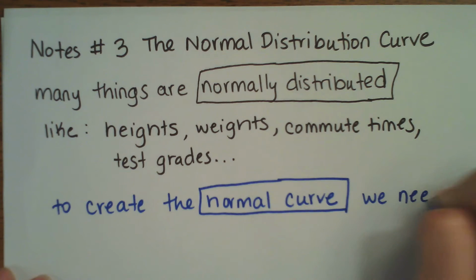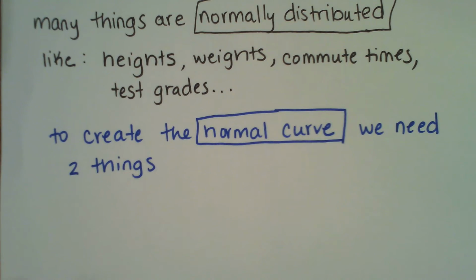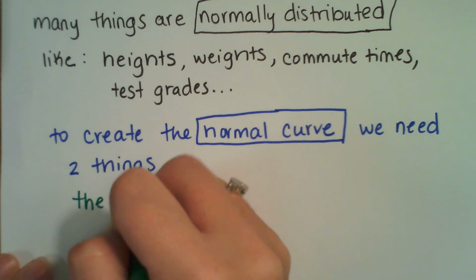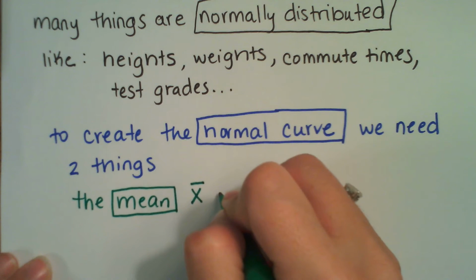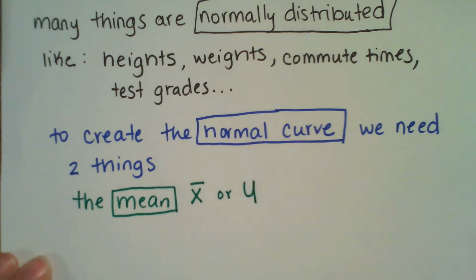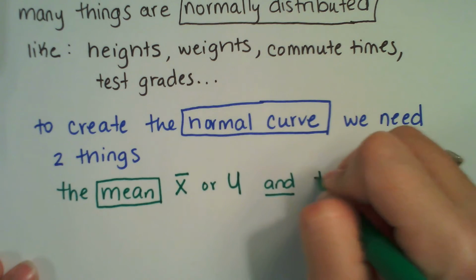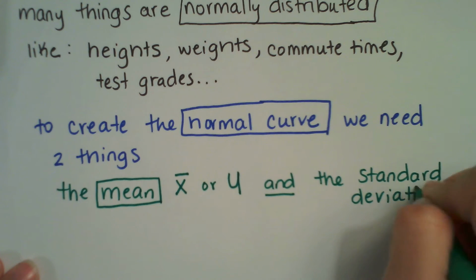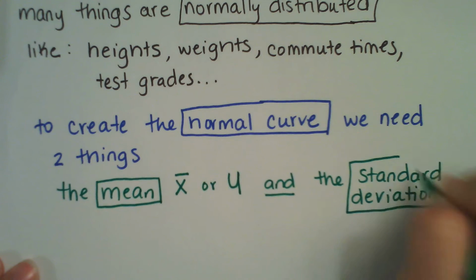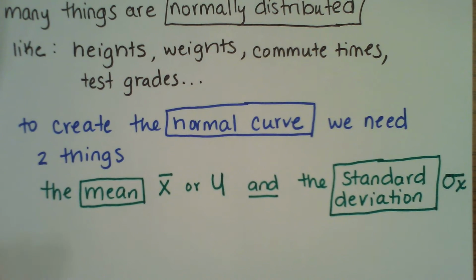All right, so to create the normal curve, we need two things. We need the mean, which usually has this symbol, an X with a bar on the top. Or I saw in Delta Math it's this strange looking U shape. And we need the standard deviation. The symbol for that is this O with a line on the top, sigma, we discussed.